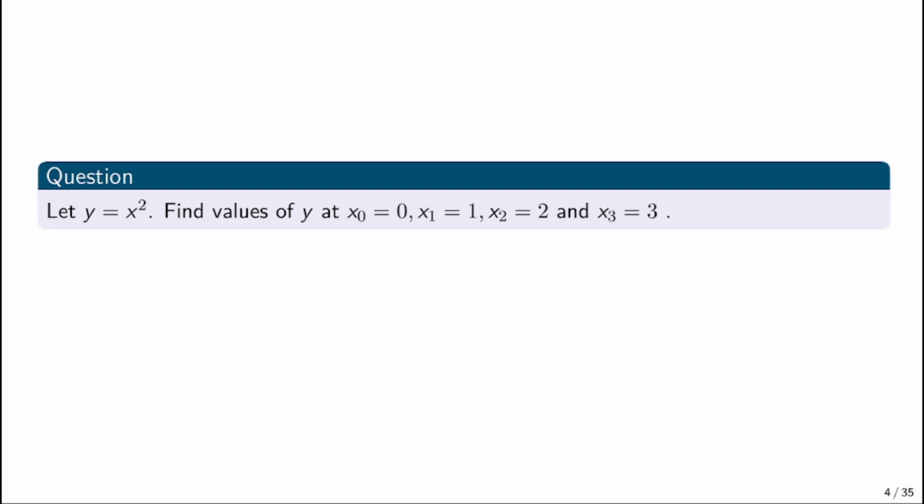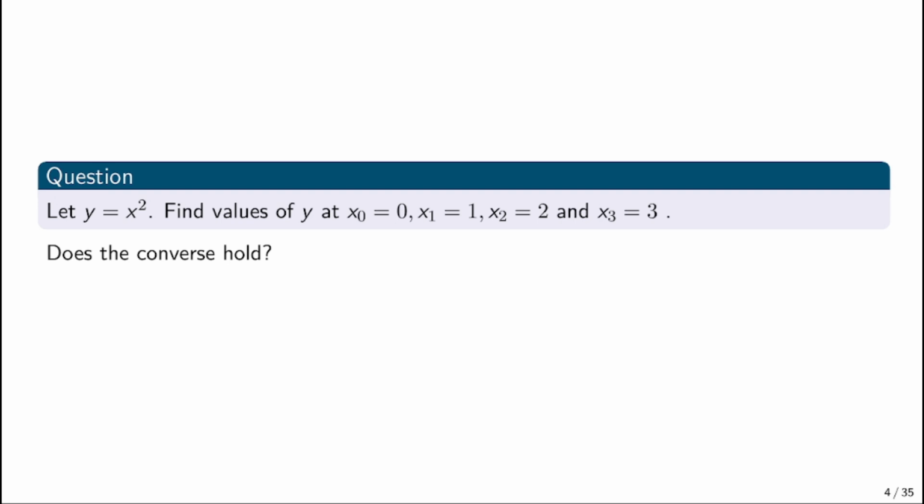Suppose we are given y equal to x square and asked to find the values of y at various points 0, 1, 2 and 3. It is very easy to find. The question we are going to deal with in interpolation is, does the converse hold? That means if you are given a function f of x and it takes the values 0, 1, 4 and 9 at 0, 1, 2 and 3 respectively, then what can be the function?